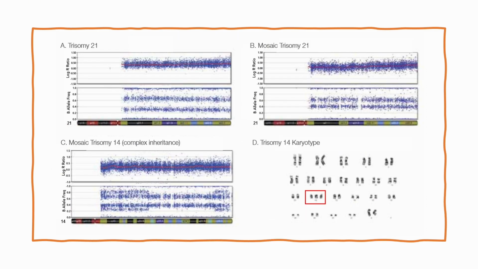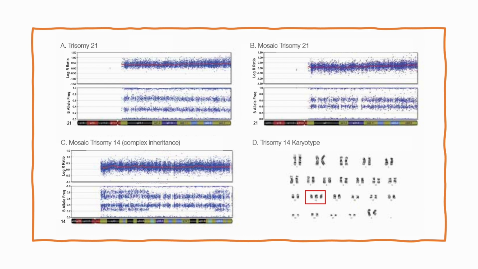anomalies. In the following SNP microarray plots for mosaicism, we can see the complexity that arises when there are mixed populations of cells within an individual. In the cases of mosaic trisomy 21 and trisomy 14, the plots illustrate how SNP microarrays can detect these subtleties in genetic makeup. Mosaicism means that not all cells in the body have the same genetic constitution. Instead, some cells have an extra chromosome while others do not.